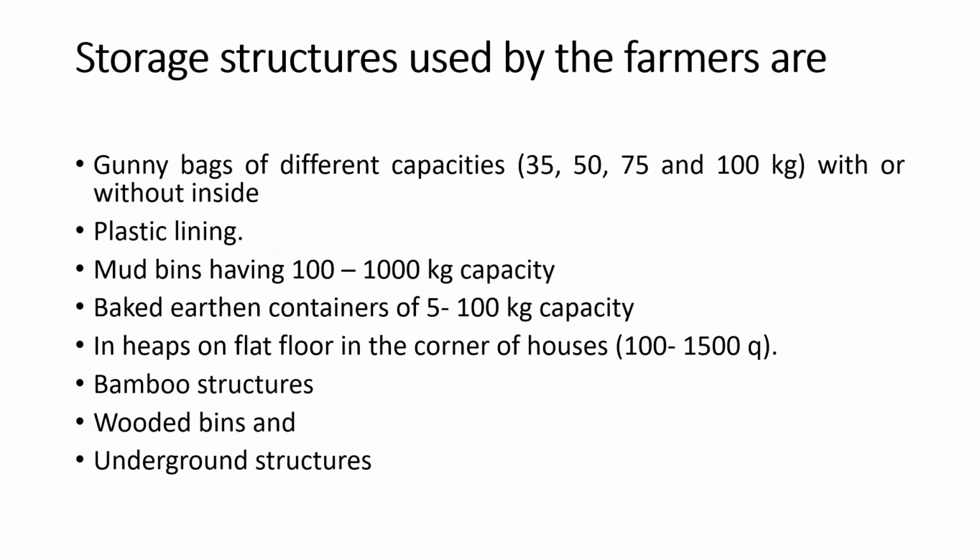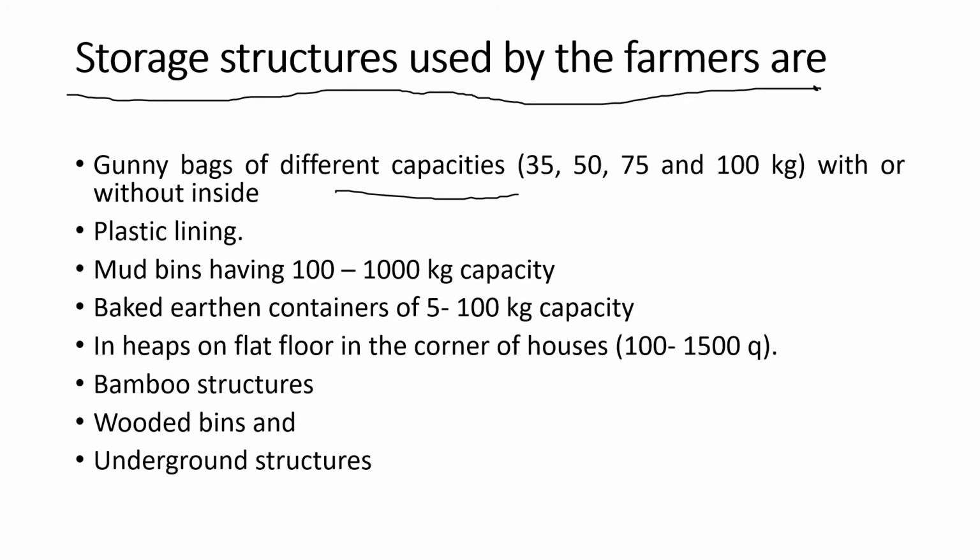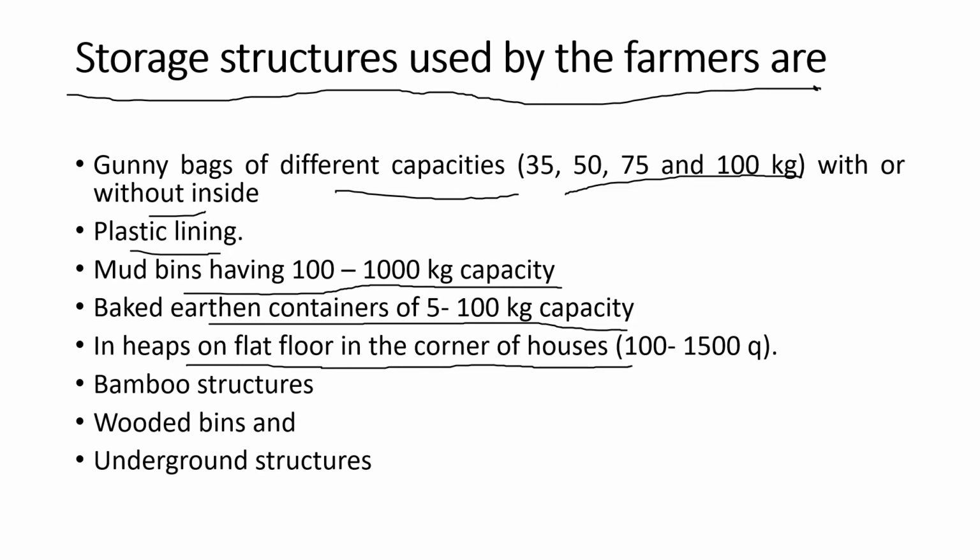Moving on, the storage structures used by farmers are gunny bags of different capacities, such as 35, 50, 75, 100 kgs, with or without plastic linings, mud bins having 100 to 1000 kg capacity, baked earthen containers of 5 to 100 kg capacity, heaps on flat floors in the corner of houses, bamboo structures, wooden bins, and underground structures. So these are some of the storage structures used by farmers.